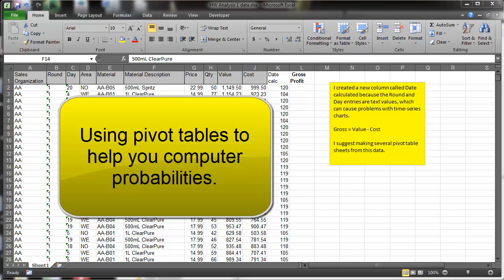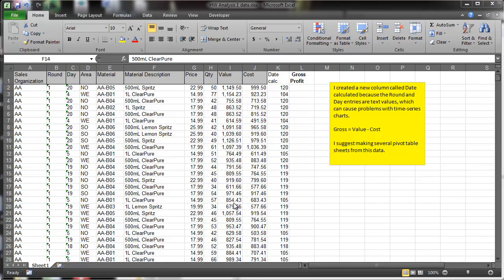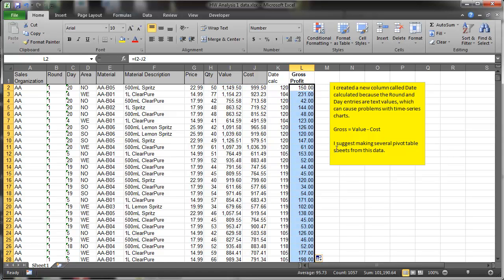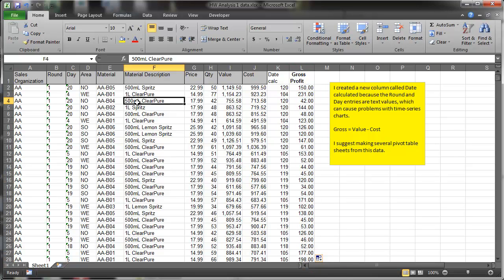I've had a few questions about the homework where you have to analyze some data from the water distribution simulation. So I'll go over it pretty quickly to give you a sense of what it is that I'm trying to have you do. The first thing you should do is calculate gross profit, and that's just equal to the difference between what you sold it for minus what it cost you. So you get all these gross profits. So that's pretty quick and easy.